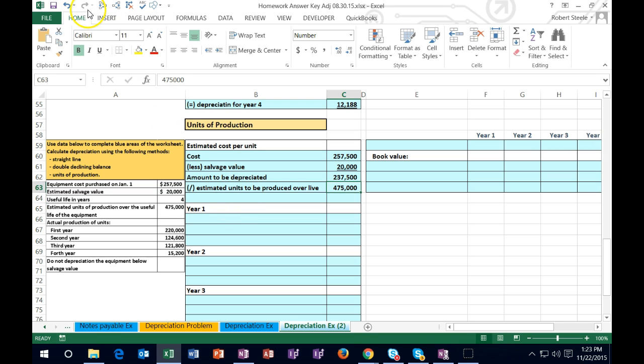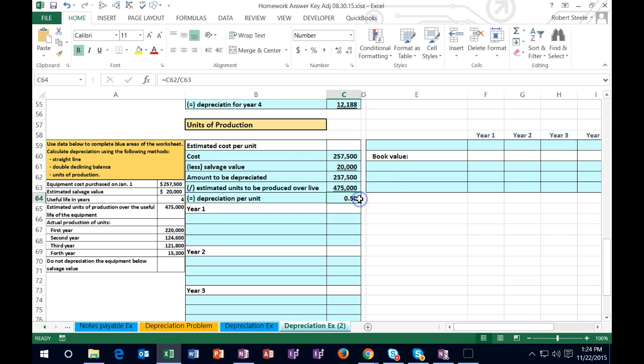I'm going to go to the Home tab, Font group, underline that, and that will give us the depreciation per unit. So once again, I'm going to indicate that with the equal sign here, depreciation per unit, and I'm going to divide that out by selecting the equal sign, pointing to the 237.5 amount to be depreciated over the life, divided by the number of units that will be produced over the life, and enter.